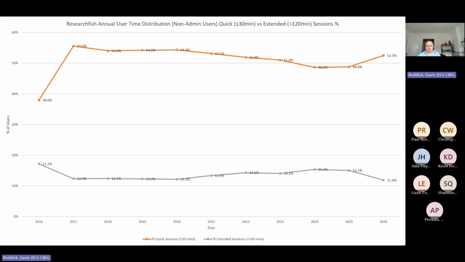And Chris, you've got your hand up. Oh, yeah, am I unmuted? Yes. So given that quick sessions are going up and extended sessions going down, do you do any work to look at whether it corresponds with the quality of response? Have you noticed, do you do anything to notice whether the quality of response has gone down as well, or is that maintained?